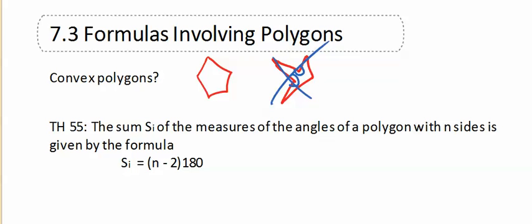The first theorem we'll be talking about is theorem 55. The sum, denoted with S subscript I, of the measure of the angles of a polygon with n sides is given by the formula S subscript I equals the quantity n minus 2 times 180. S subscript I refers to the sum of the interior angles, where n refers to the number of sides.